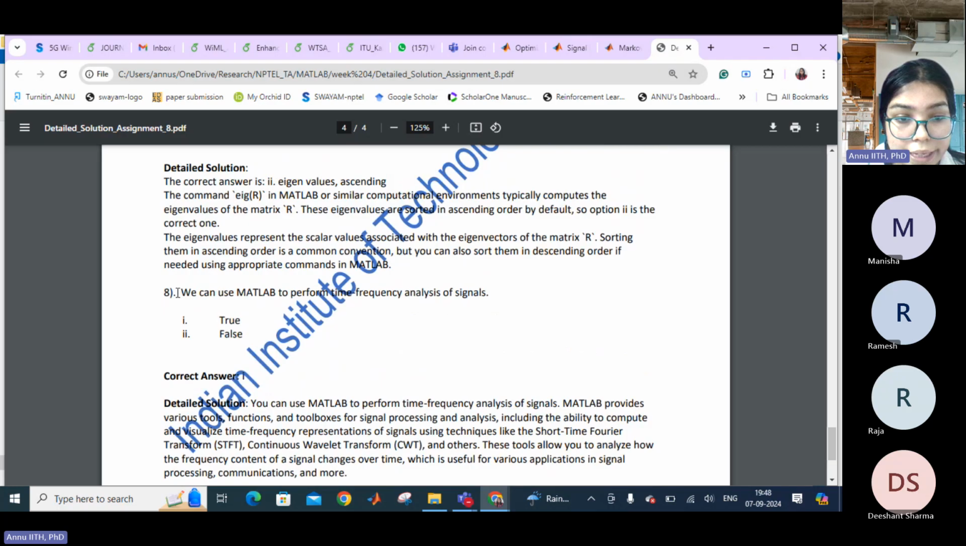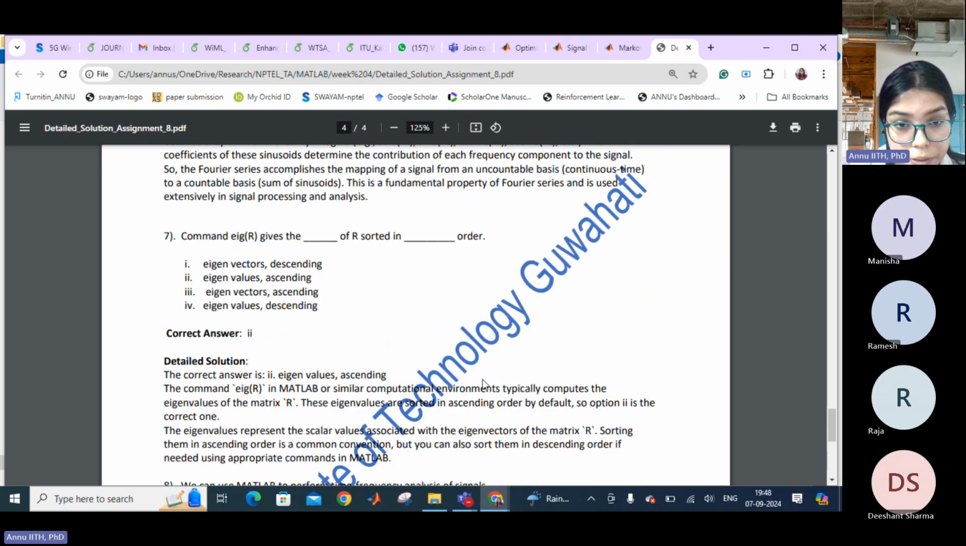First: we can use MATLAB to perform time frequency analysis of a signal. The answer is true. MATLAB provides various tools and toolboxes for signal processing, as we have already seen: short-term Fourier transform, continuous wavelet transform. We will see all these tools in subsequent modules.